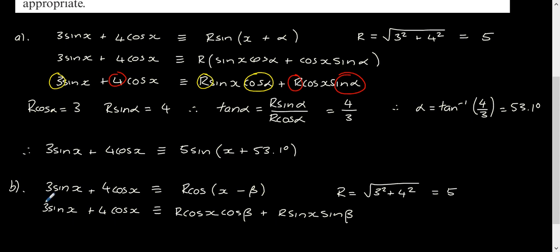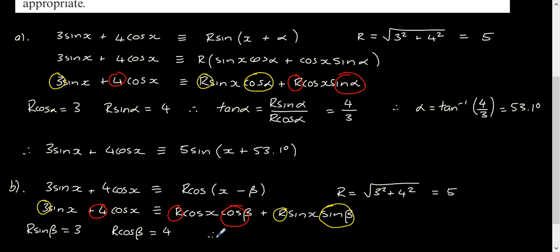So again, here we compare our coefficients. We've got 3 lots of sine x, and on the right-hand side, we've got r sine beta lots of sine x. So we can say that r sine beta is equal to 3. And so for our second coefficient, we've got 4 lots of cos x. How many cos x's do we have? We've got r cos beta over on the right. So we've got r cos beta equals 4. So therefore, tan beta is r sine beta divided by r cos beta, which is 3 over 4.